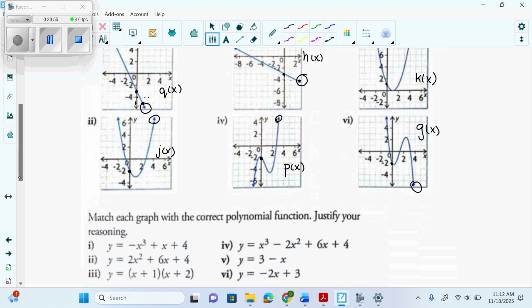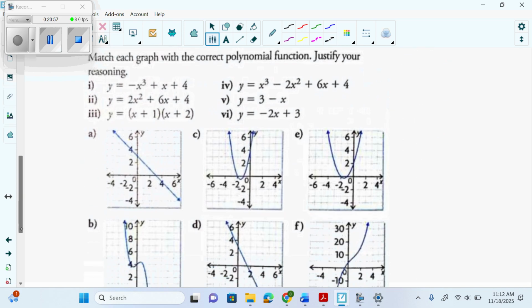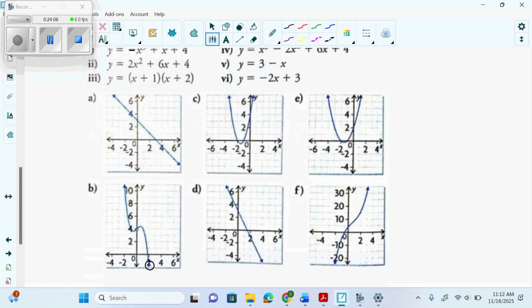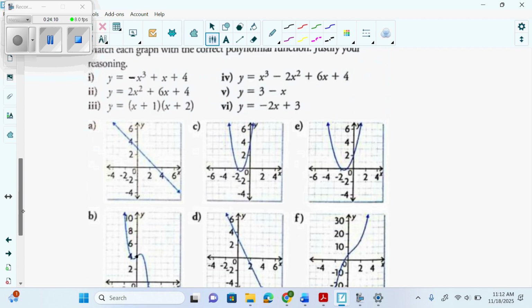All right. Let's look at these ones. So this one is a negative cubic function, so it's going to end down on the right with a positive 4 y-intercept. So this one matches 1. This one has a positive leading coefficient, positive 4, so it's up on the right, positive 4. So this one matches 2.